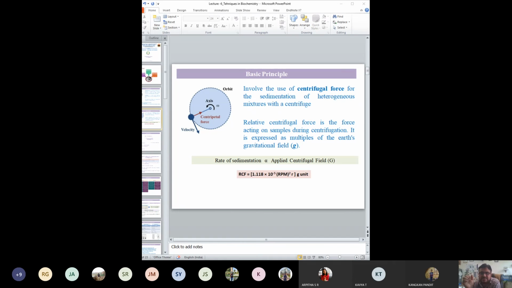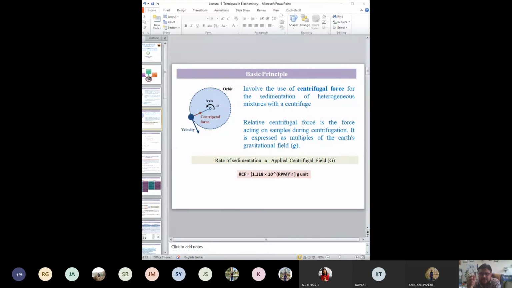So if you see, RCF equals 1.18 into 10 to the power minus 5, then RPM squared, revolutions per minute squared, and then there is a small r, and the bracket is closed, G unit. So G is the unit in which we express the relative centrifugal force. 1.118 into 10 to the power minus 5 is a factor, and RPM is revolutions per minute. So this is the equation which is basically used to convert RPM into RCF and RCF into RPM.